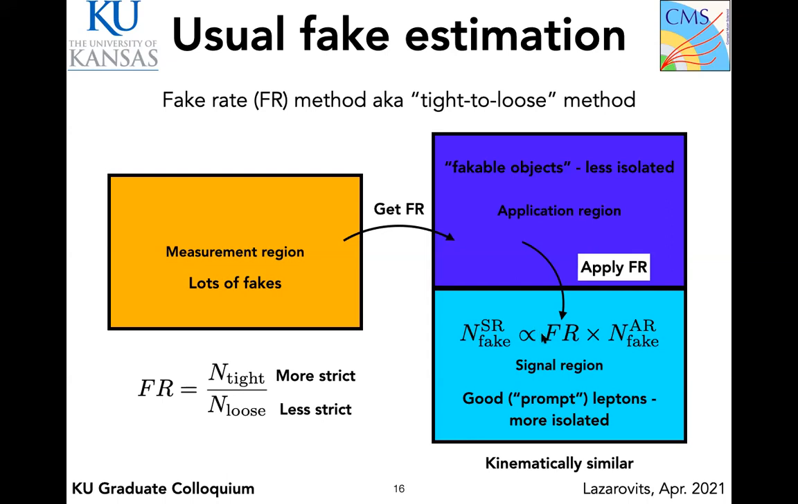And so the way we're able to eventually get to the signal region is that we weight the number of fakes in the application region by this probability, by this fake rate, and then from there we can estimate how many fake leptons we should expect to see in our signal region, which is ultimately where we are looking for new physics. And so we want to get a handle on how many fakes are in there.